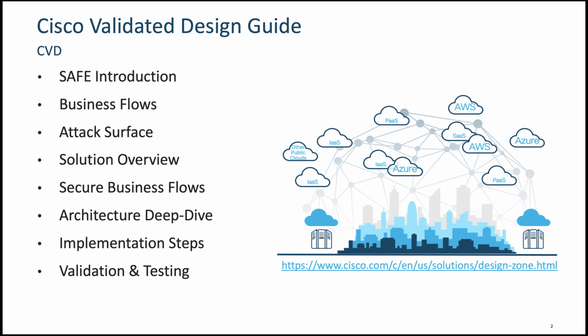We start with the SAFE introduction, then we divide our flows into business flows, and then we cover attack surfaces. Once you get a clear understanding of attack surfaces, we talk about our solution overview. Then we talk about secure business flow, how to secure those business flows using different devices available in the security portfolio. Then we deep dive into solution architecture. We talk about what components are available in the architecture and where you can insert different security products.